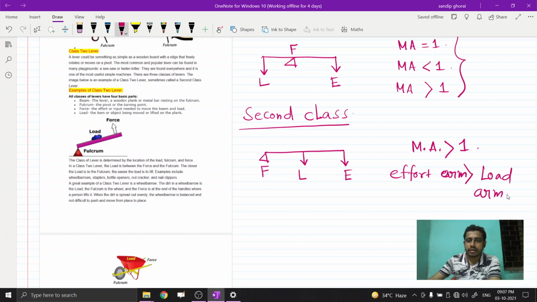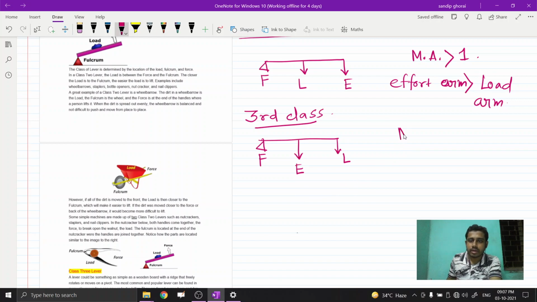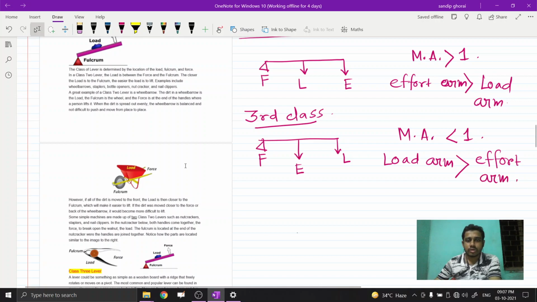And if we take third class, in this case we put the fulcrum at one end and the load at the other end, and in the mid range the effort. Here mechanical advantage is always less than 1, and load arm is greater than effort arm.